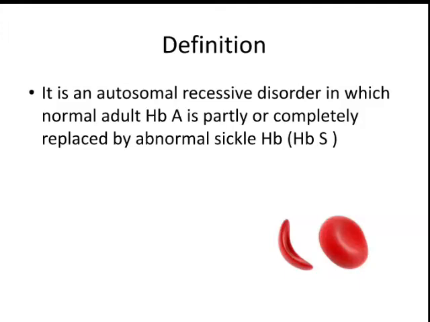It is an autosomal recessive disorder in which a normal adult hemoglobin is partly or completely replaced by an abnormal sickle hemoglobin. So, it's a genetic disorder where an adult normal hemoglobin is replaced by an abnormal sickle hemoglobin. You can see the difference between a sickle cell and a normal RBC in this diagram. Sickle cell has a crescent shape, whereas RBC has a round shape.